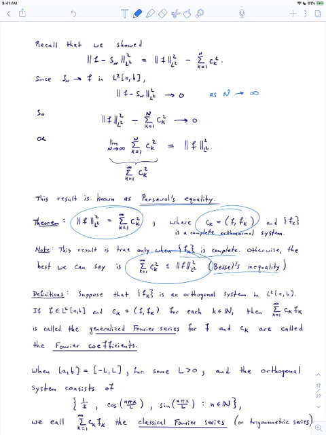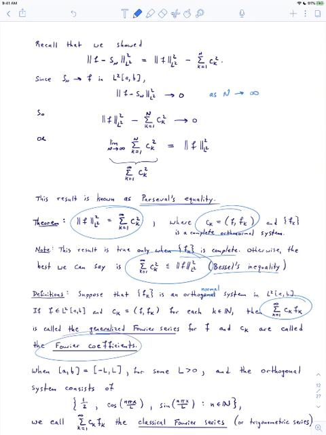Okay, let's give some names to these things. So suppose that fk is an orthonormal system in L2. If f is a function in L2, and ck is equal to the inner product of f with fk for each k, then the series that we create, the sum k equals 1 to infinity of ck fk, is called the generalized Fourier series for f, or just the Fourier series for f. And the ck are called the Fourier coefficients.